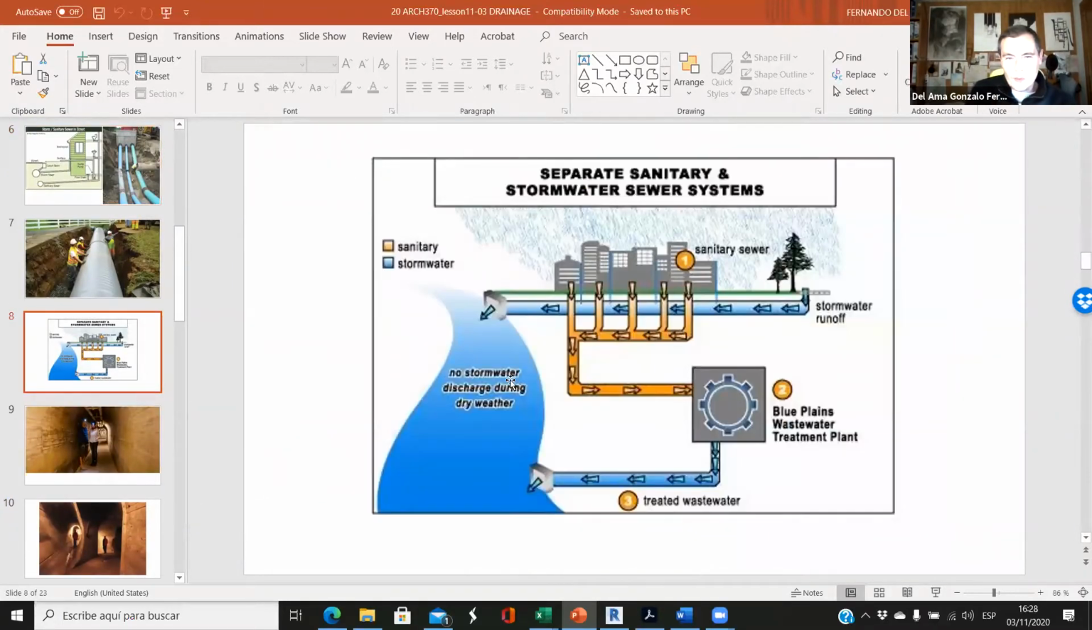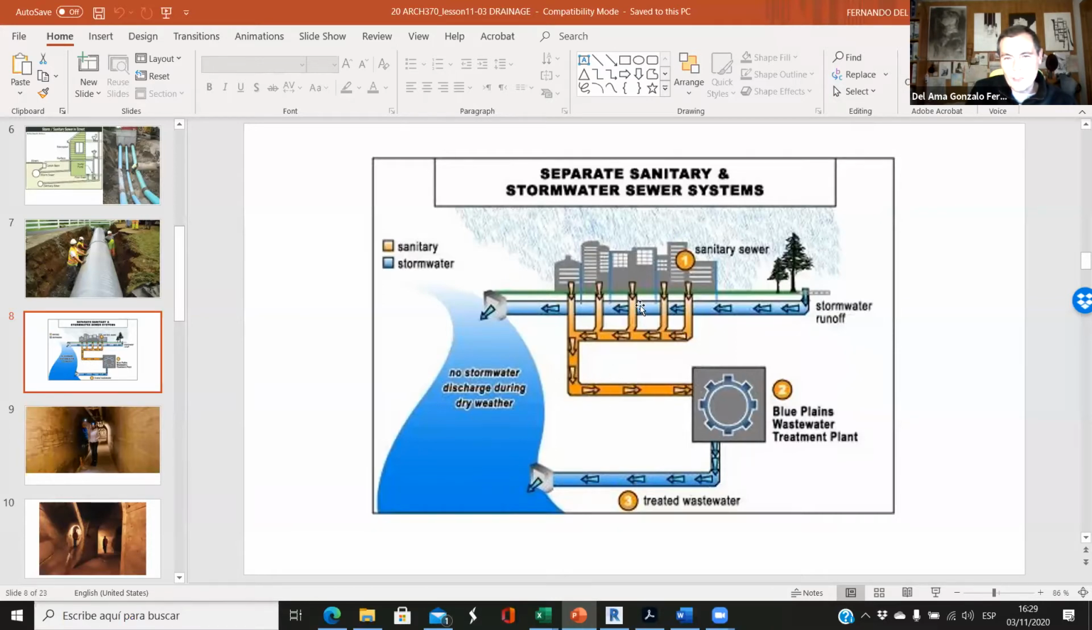And now we need to understand we are not designing the city sewer system, but everything that comes from the sanitary sewer, from the toilets, doesn't go directly to the river, lake or the sea. It needs to go to a treatment plant. And once we get rid of toxic substances, then we can connect this to the river or the sea.